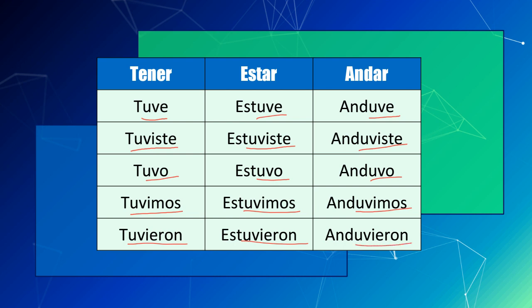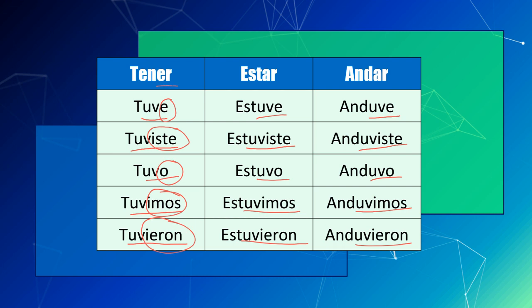Although there are some similarities if you compare it back to the endings for the regular preterite, the e, iste, o, imos, and ieron. These endings are just kind of mixed from AR, ER, IR verb endings.